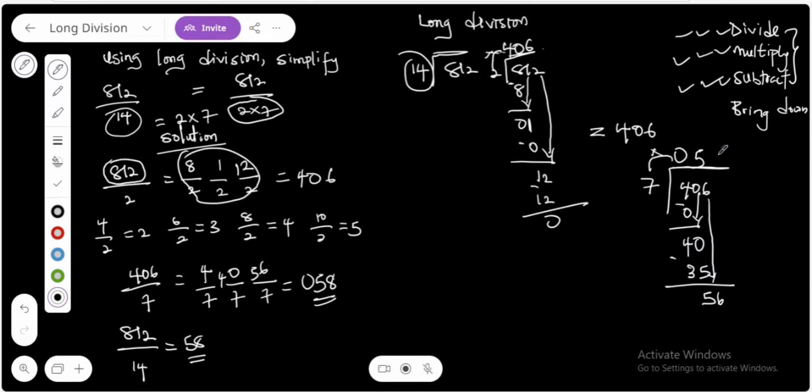So we have 56 divided by 7. It gives us 8. The next thing is multiply. 8 times 7 is 56. The next thing is subtract. 56 minus 56 gives us 0. Now, there's no more digits to bring down. It means our result is equal to 58. Now, having done this division by 7, it means that our 812 divided by 14 is equal to 58.